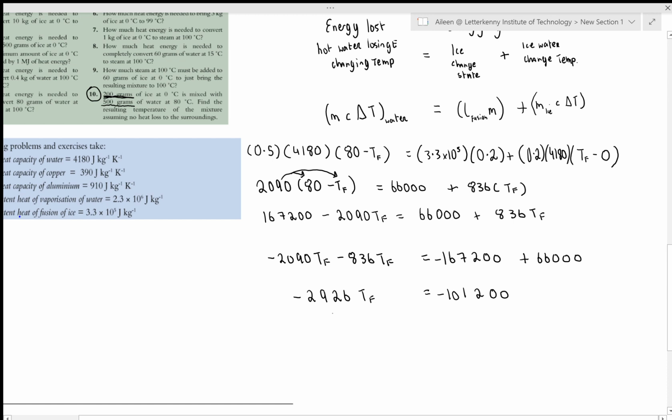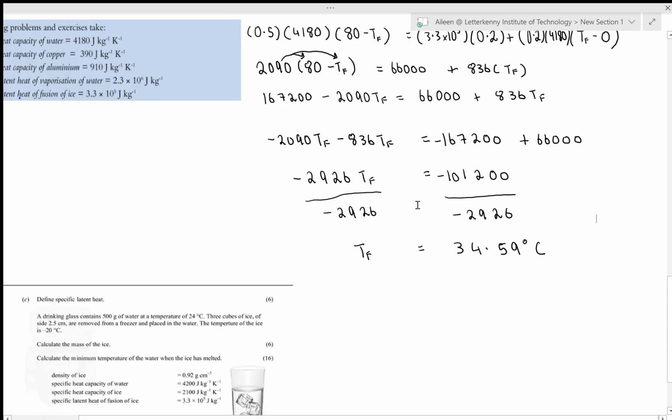I now want my final temperature on its own, so I'm going to divide both sides by minus 2,926. And this gives me my final temperature of my water as 34.59 degrees Celsius. Okay, let's have a look at an exam question on this.